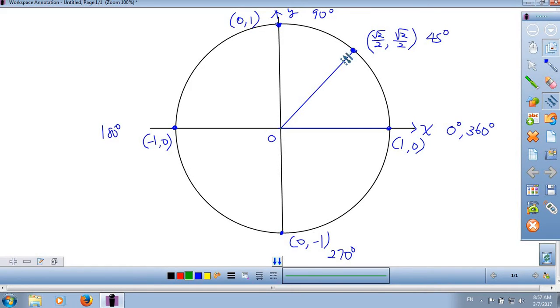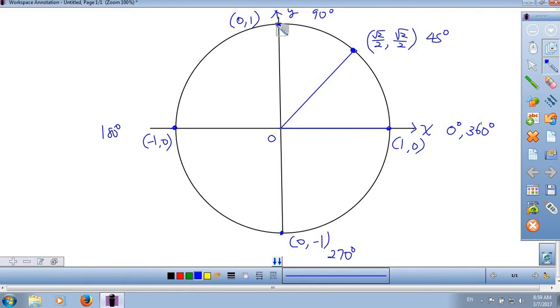Before we go on to talk about the other angles, did you notice that for 0 degrees, the ordered pair for the point is 1, 0? What does that mean? This 1 represents the cosine of 0 degrees, and this 0 represents the sine of 0 degrees. For 90 degrees, the point is 0, 1, and the first number of the ordered pair is the x-coordinate. So this 0 represents the cosine of 90 degrees, and this 1 represents the sine of 90 degrees.